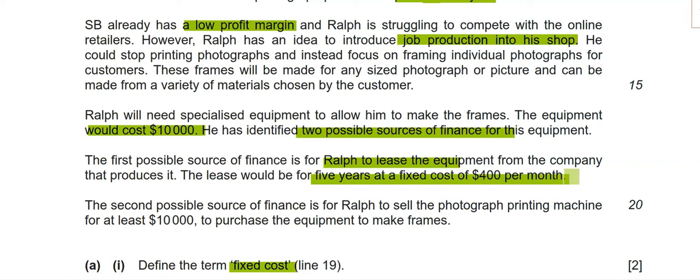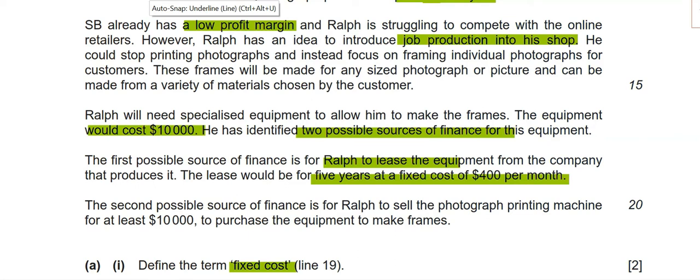Okay, so if this is a lease, now we know for a lease we have to pay a monthly amount every month, and most of the time the total amount that you're paying will be quite more as compared to what you would have paid for the outright amounts. Now remember, he actually requires only 10,000 for that new equipment, and if he is going for the leasing option, we can calculate the total amount that he will be paying. So the lease would be for 5 years at a fixed cost of 400 per month.